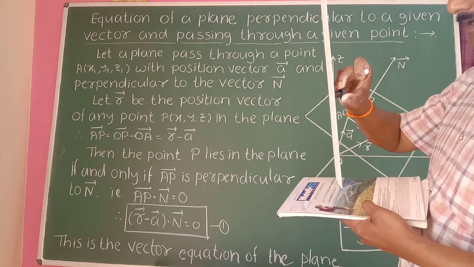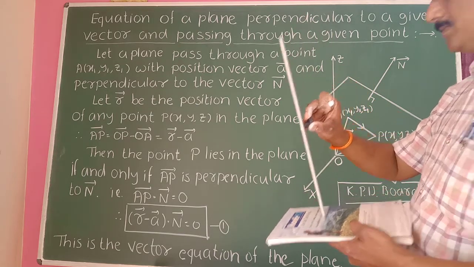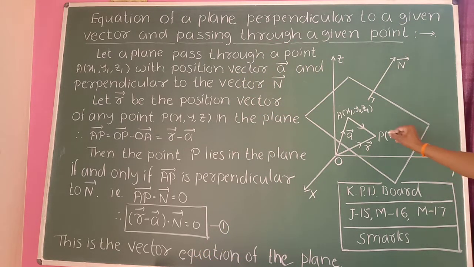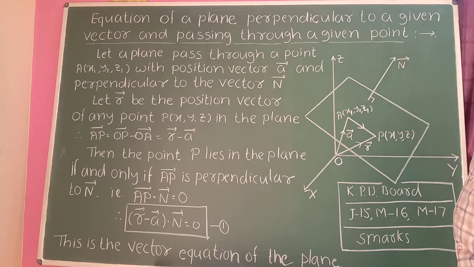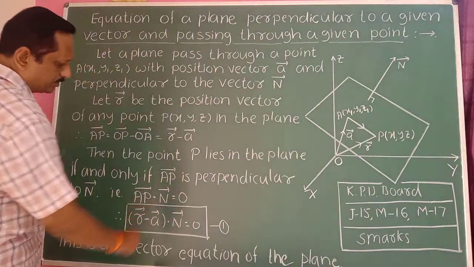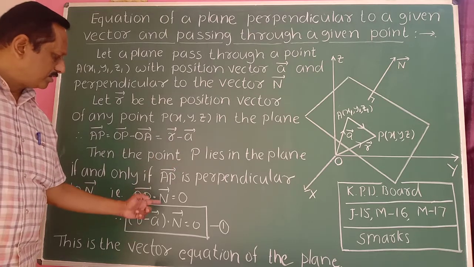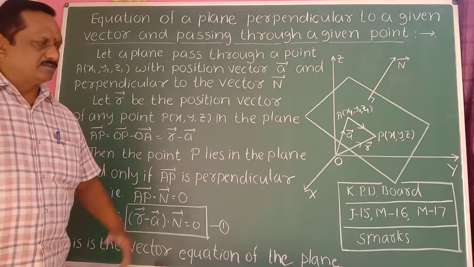If the point P lies on the plane, then AP as well as n bar are perpendicular to each other. If they are perpendicular, then the dot product must be 0. AP dot n bar equals 0. But AP is equal to r bar minus a bar. So (r bar minus a bar) dot n bar equals 0. This is the vector equation of the plane.